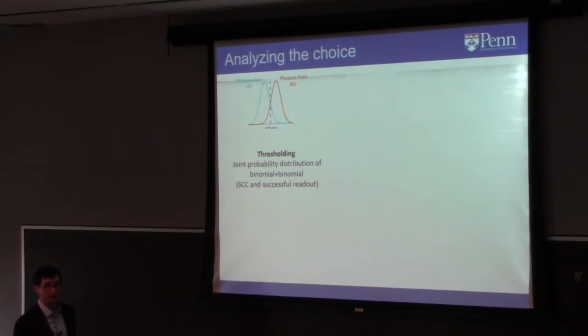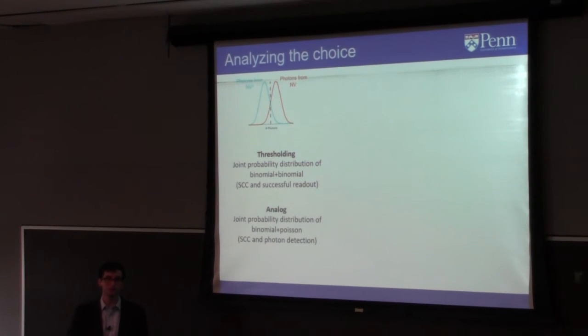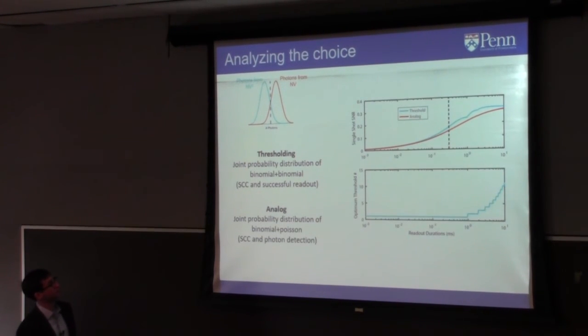If you want to go with the analog version, you now have a binomial process for spin-to-charge conversion and a Poisson distribution. And so we can analytically write these down and then start calculating the means, the variances, and so we can get measures of the signals and our noise. And so we define a single-shot SNR, which is a measure of how good our single measurement is doing. And now when we look at how thresholding compares to analog, we see that thresholding starts to win out.